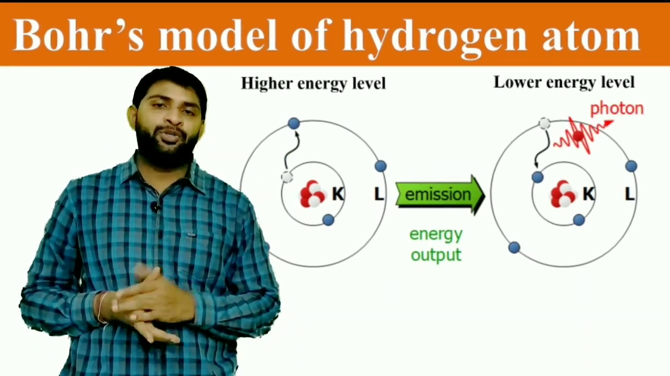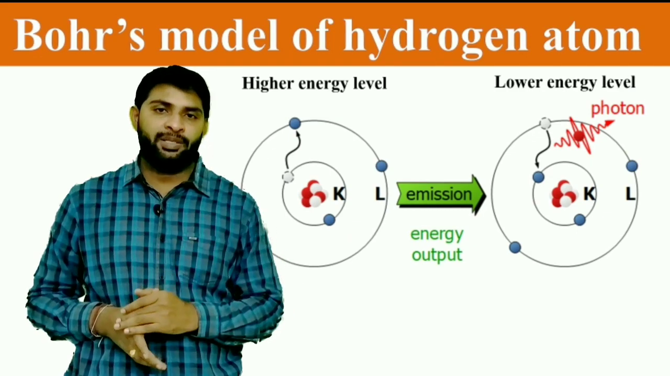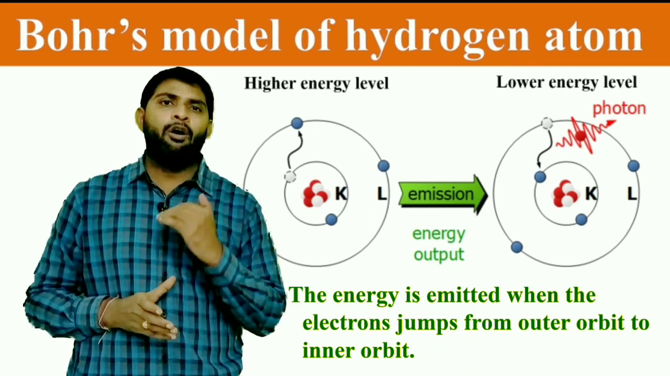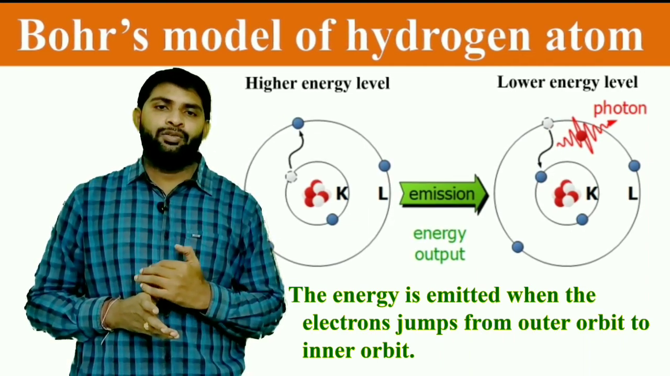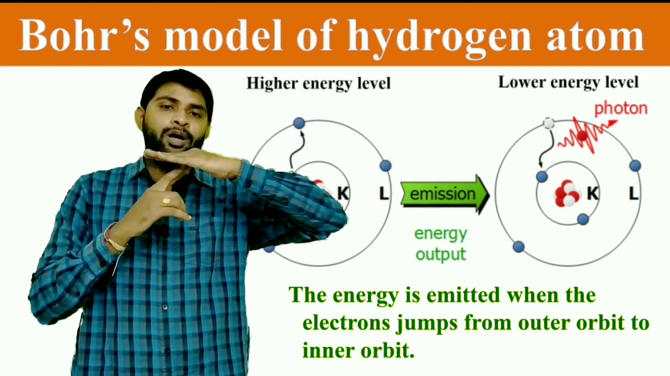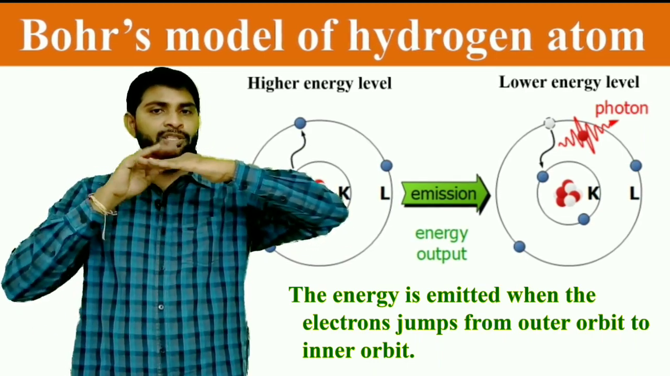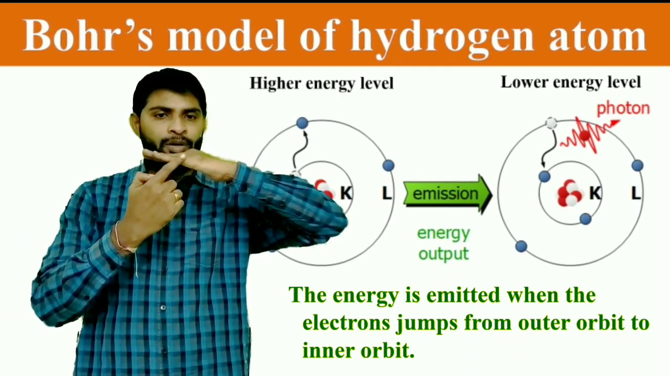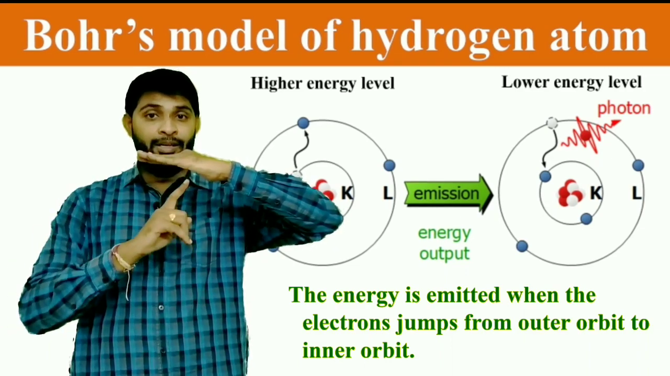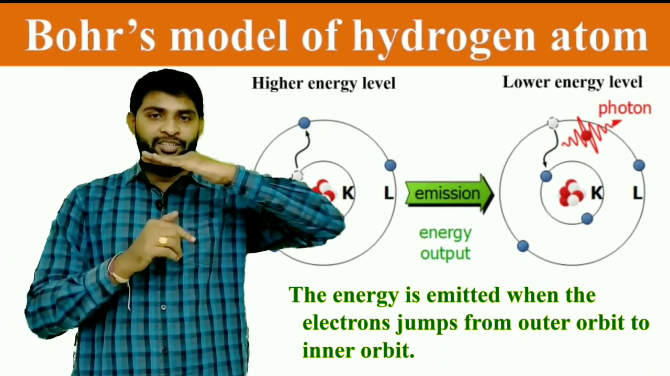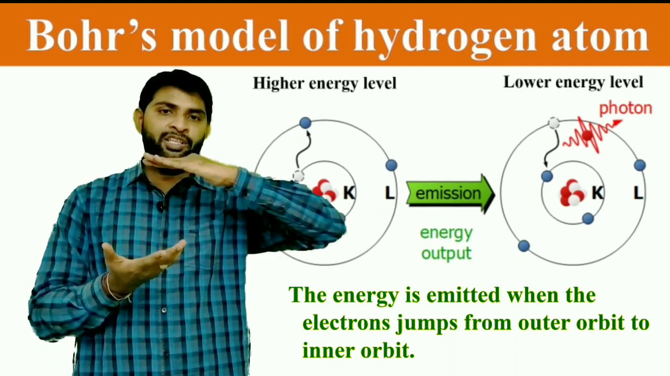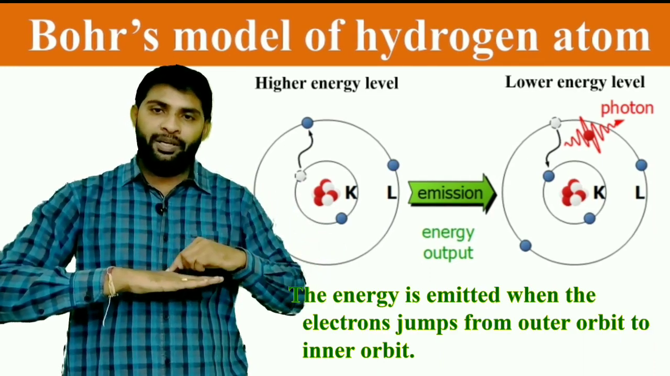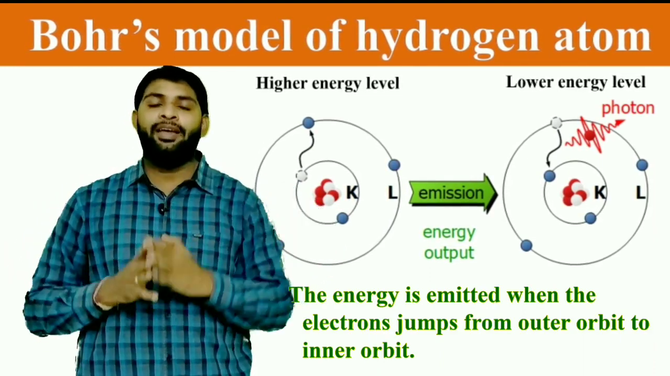Till now we discussed absorption of energy. Then energy emission takes place when the electron jumps from an outer orbit to an inner orbit. When the electron jumps from the higher energy level to the lower energy level, it releases energy. It emits the extra energy it contains compared to the lower orbit energy.